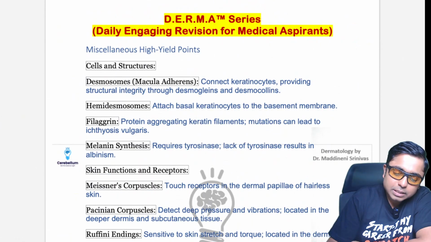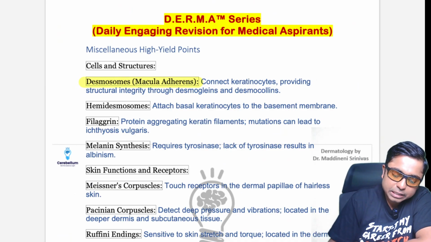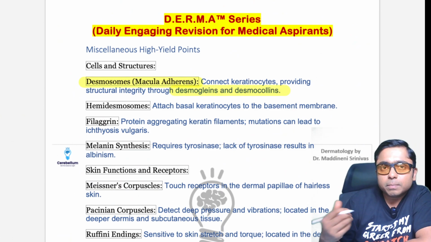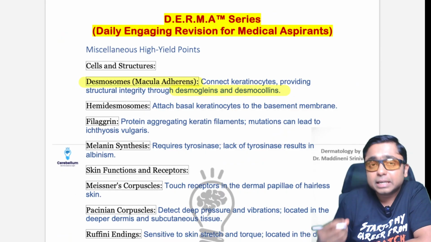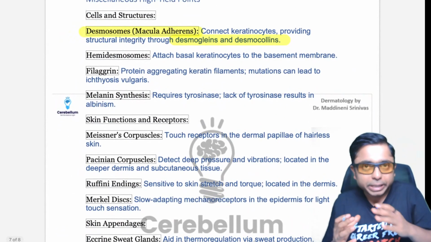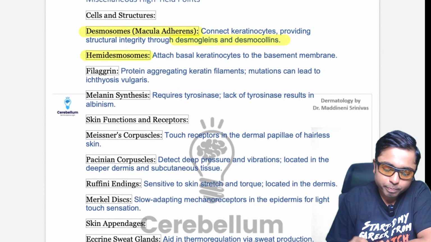Okay, so some miscellaneous points which are also important. Desmosomes are also called macula adherens, and they connect the keratinocytes, providing structural integrity. The desmosomes consist of sub-components called desmogleins and desmocollins. Hemidesmosomes will attach the stratum basale layer to the underlying dermoepidermal junction or basement membrane zone.